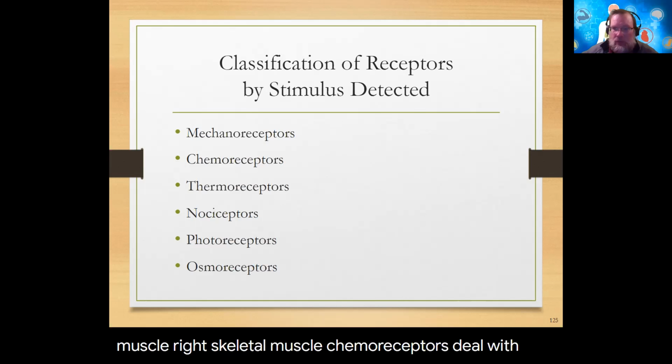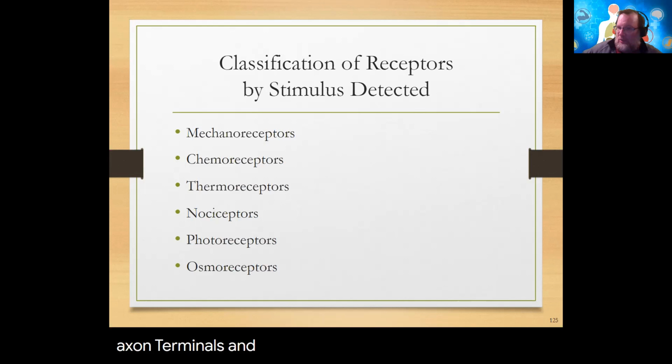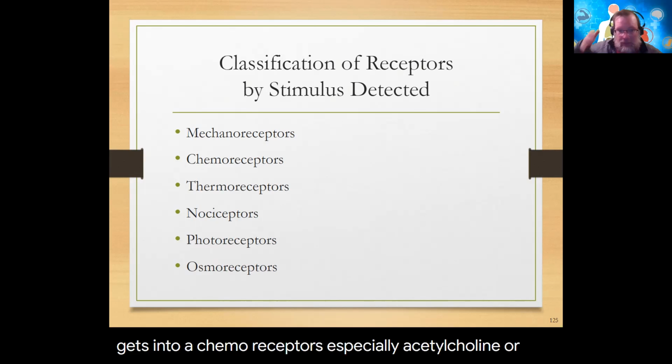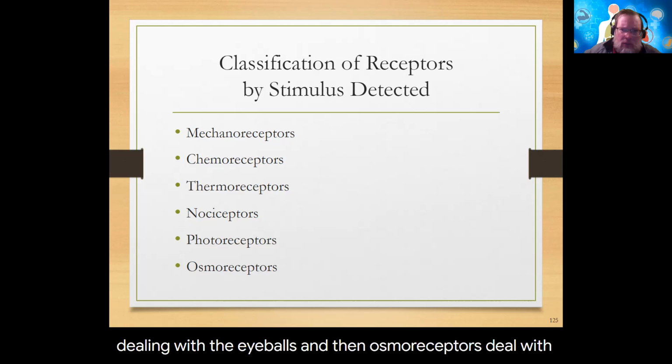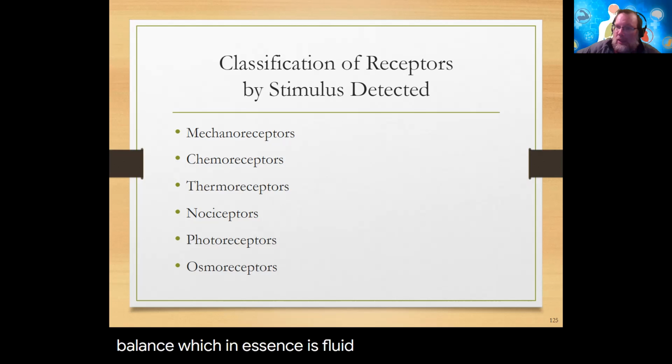Chemoreceptors deal with chemicals. So we may see these when we're talking about axon terminals and neurotransmitters and synapses. And so a lot of, again, advanced A&P gets into chemoreceptors, especially acetylcholine or ACH that we saw a few minutes ago. Thermo, of course, are temperature receptors. We'll skip the next, we'll skip that for now, come right back to it. Photo, of course, has to do with light. So we would see photoreceptors primarily dealing with the eyeballs. And then osmoreceptors deal with osmotic balance, which in essence is fluid and electrolyte balance.